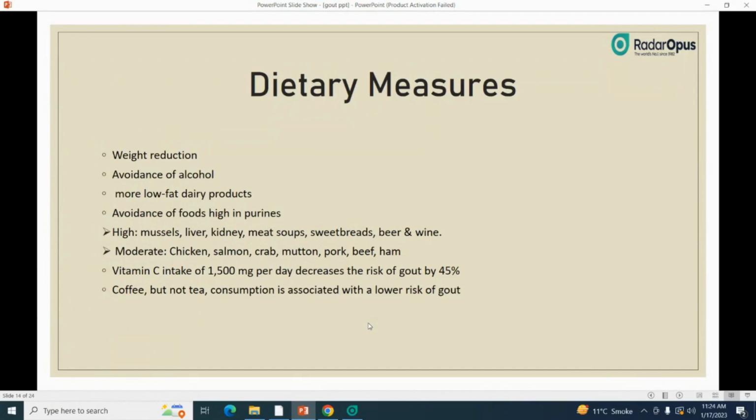The dietary management. At the last, I'm going to discuss the dietary management. Weight reduction, avoidance of alcohol, more low fat dairy products, avoidance of food high in purines, like mussels, kidney, liver, meat soup, sweetbread, beer and wine; moderate in purines, like chicken, salmon, crab, mutton, pork, beef, ham. Vitamin C intake of 1500 mg per day decreases the risk of gout by 45%. Coffee but not tea consumption is associated with a lower risk of gout.